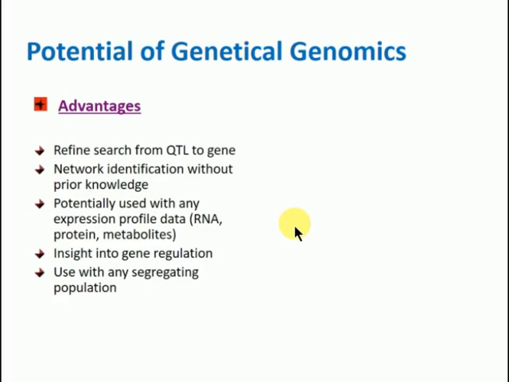That is one thing. And then the network: this network is built without any prior information. That is very, very good. Potentially it may be used for other expression profile data like proteomic data and metabolic data. It also gives you the idea to identify regulator relationships. That is what I said, insight into gene regulation. And then probably link the different functional groups of genes. This is what I say is very useful. And that kind of principle may be applied to different segregating populations.